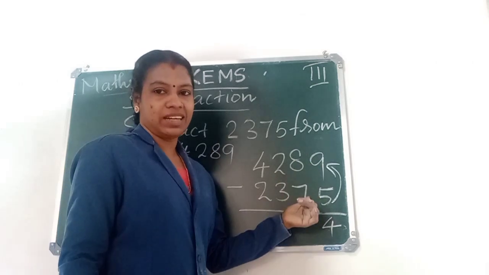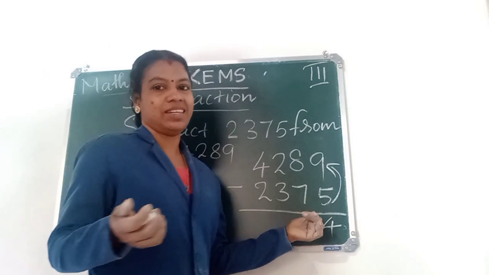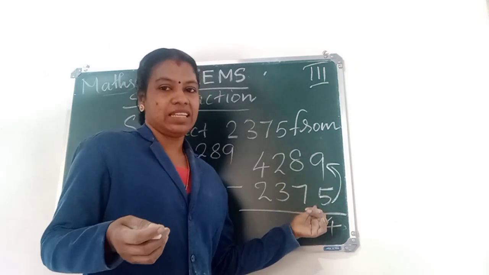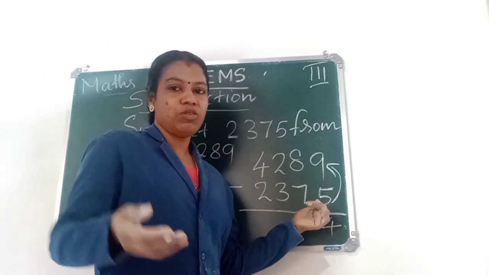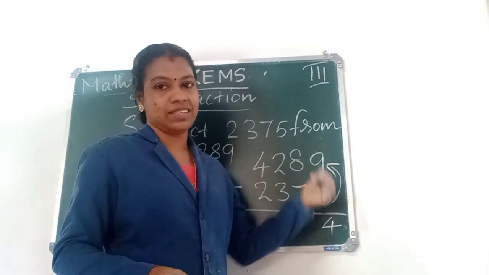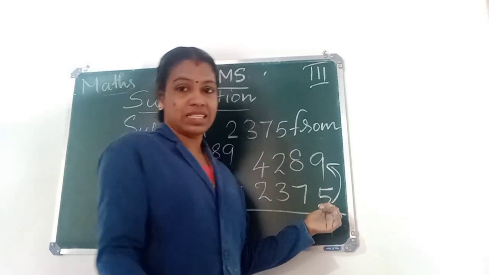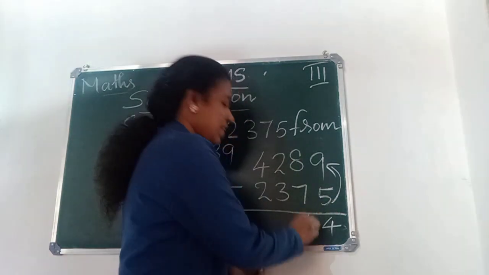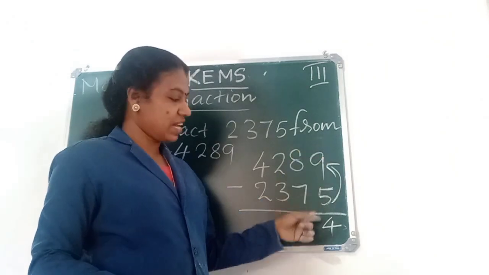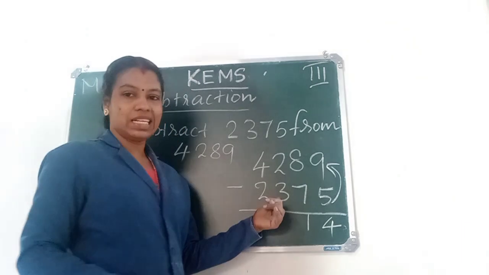Now 8 minus 7. So just count. What is needed to get 8? We have 7. How many more must be added to 7 to get 8? 7 plus 1 is 8. Okay, clear? Now the next one.